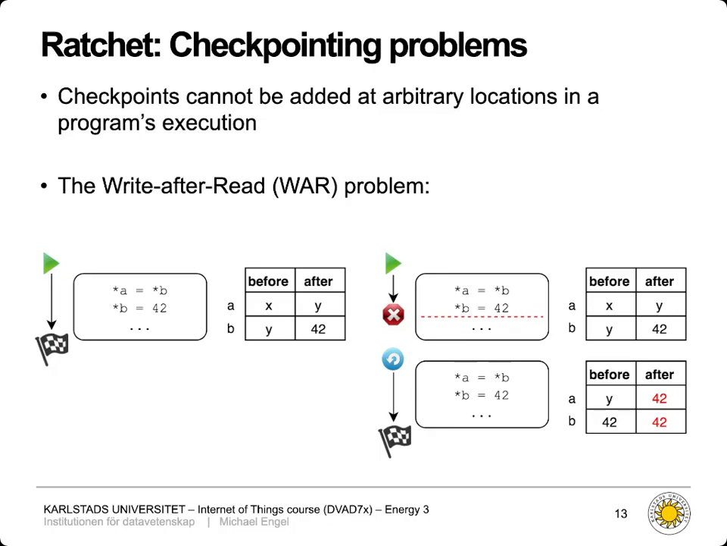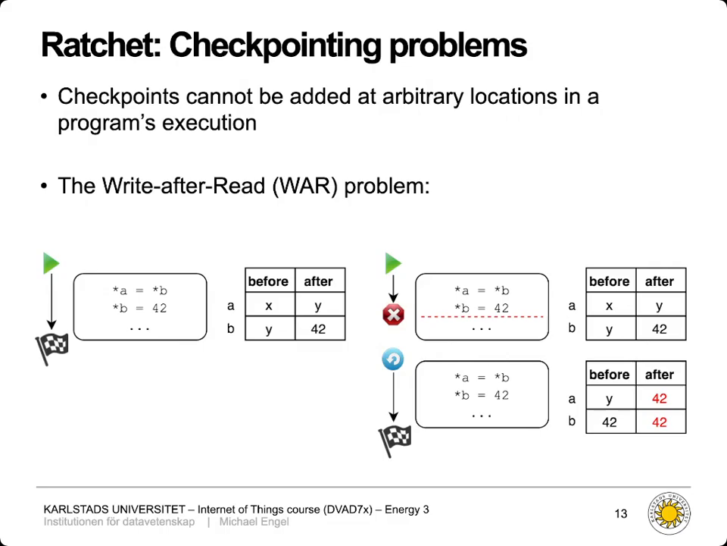So in this piece of code on the left-hand side, you just copy a variable b to a variable a, but you don't do it directly. You have a and b being pointers to a variable, so you dereference b and you write its value to memory at location a, and then in the next instruction, you immediately write the value 42 to the memory location of b.